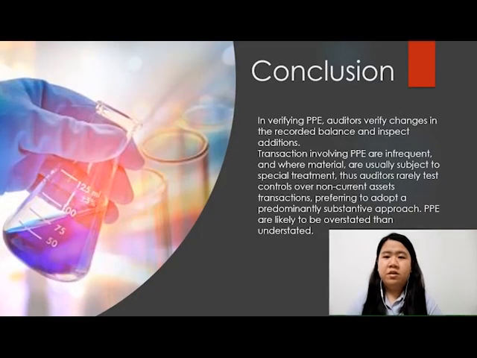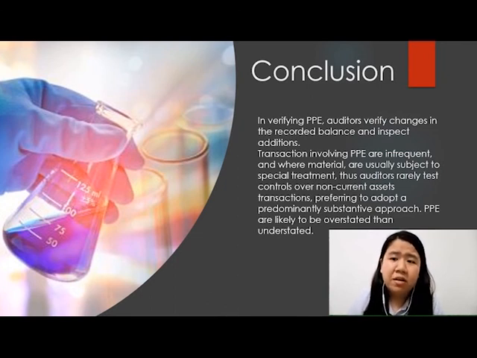So as a conclusion, in verifying PPE, the auditor verifies changes in the record balance and inspects additions. Transactions involved in PPE are infrequent and material, and are usually subject to special treatment. Auditors rarely test control over non-current asset transactions. They prefer to adopt a predominantly substantive approach, and PPE is more likely to be overstated than understated.